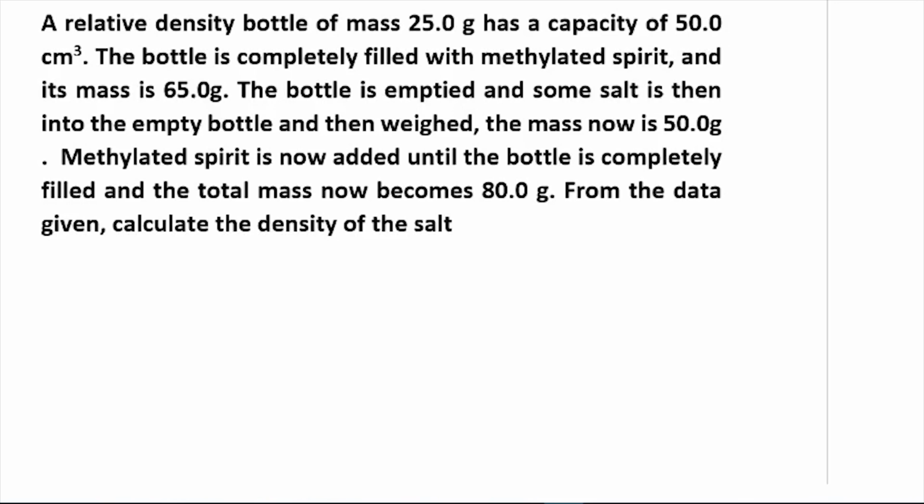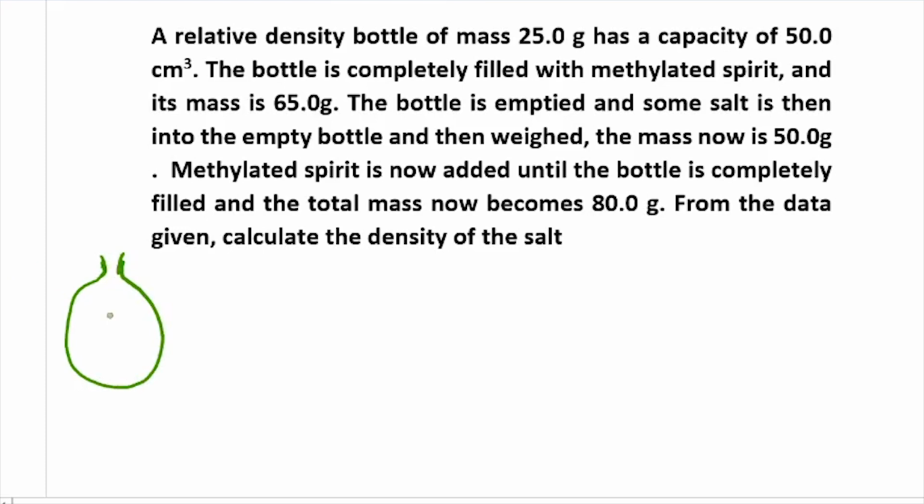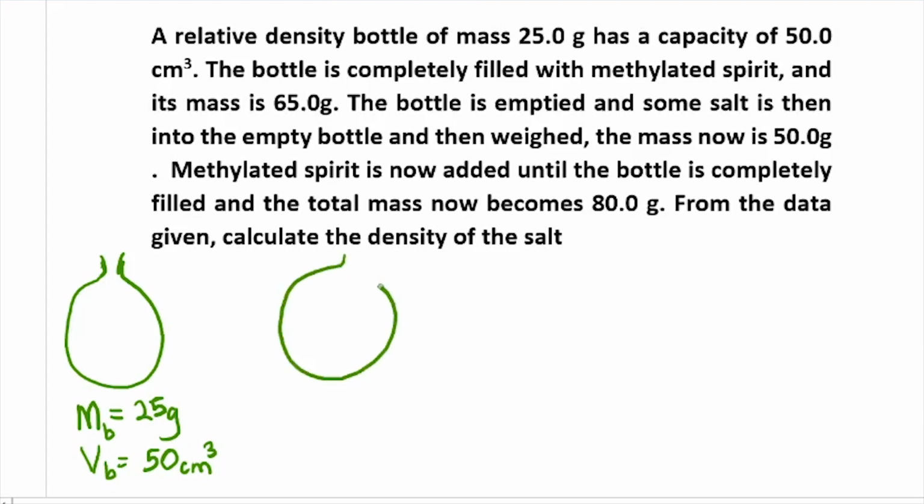So let's summarize this using a diagram again. We have a relative density bottle of mass 25 grams. So let's draw that bottle here. That's the relative density bottle right there. So let me say the mass of this bottle is 25 grams. It has a capacity of 50 centimeters cubed. So the volume of the bottle is 50 centimeters cubed. The bottle is completely filled with methylated spirit. So I fill this bottle with spirit. Let me call this spirit.